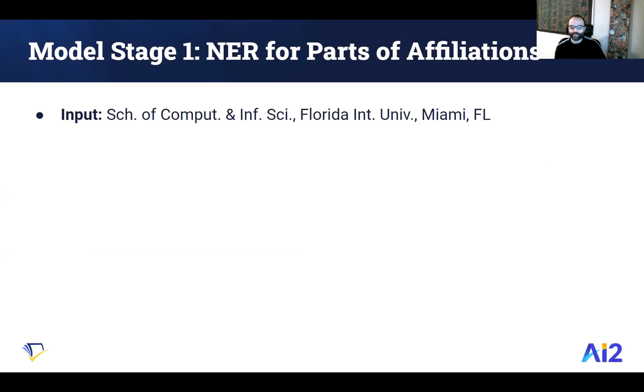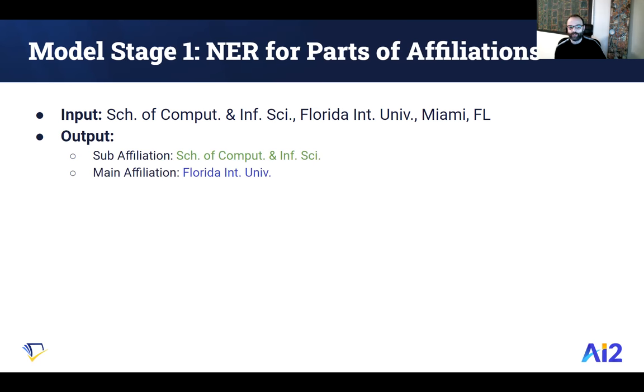For example, here is an example of something that is real and a little challenging, with acronyms and a lot of confusion. There's a substring in there. The output here is that we find what the sub-affiliation is. So this might be what is not part of the actual ROR. The main affiliation, this would have a ROR entry. And anything that's in the address. So this is the model that takes these three and cuts them up.